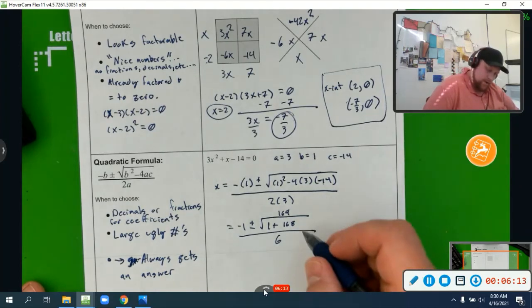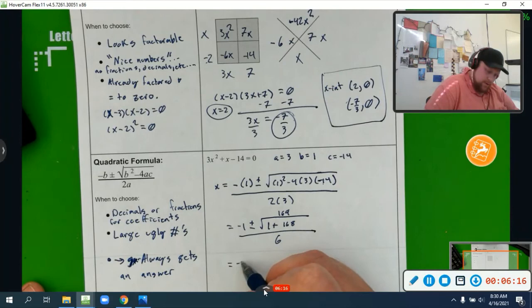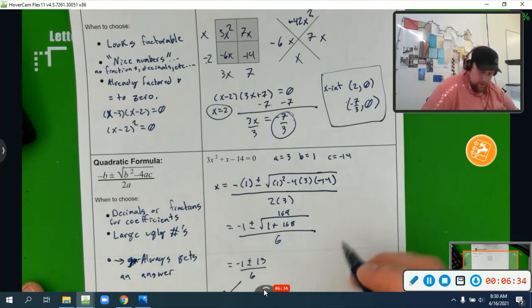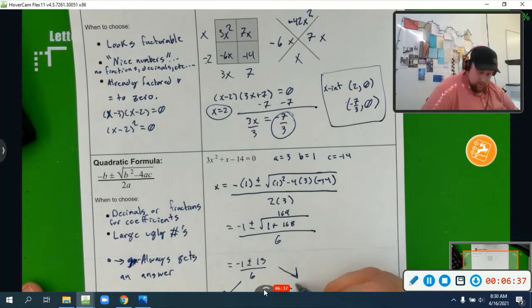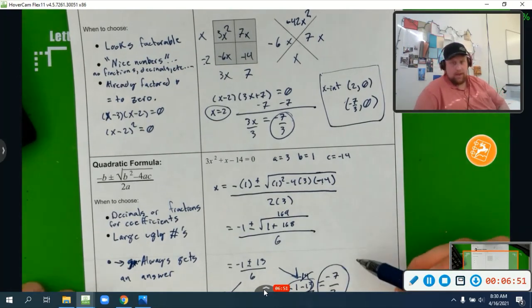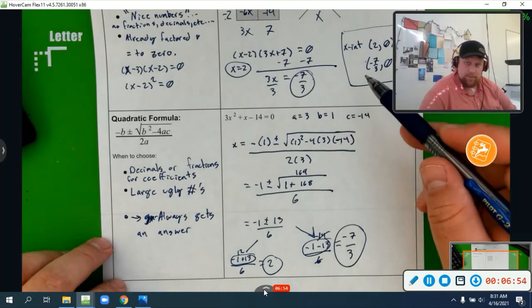Yep, it's true. So this is going to equal negative 1 plus or minus 13 over 6, which negative 1 plus 13 over 6, well, that's going to be 12 over 6, which equals 2. And then negative 1 minus 13 over 6, well, that's going to be negative 14. And 2 goes into both of these. It's going to be negative 7 over 3. Boom. Which you'll notice exactly matches our answers up here.